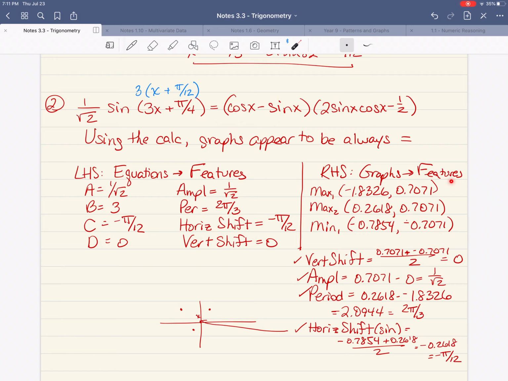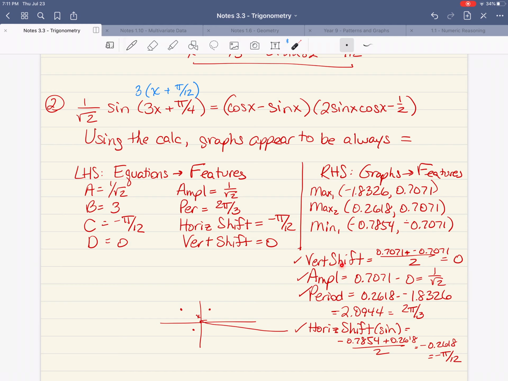When you do the right-hand side graphs to features, remember you need two maxes and you must have the min between the two maxes. You cannot pick necessarily the very first min. You must pick the min that is between these two. Otherwise, you will get the wrong answer farther down the road. Remember, you're trying to make your four values here match these over here.